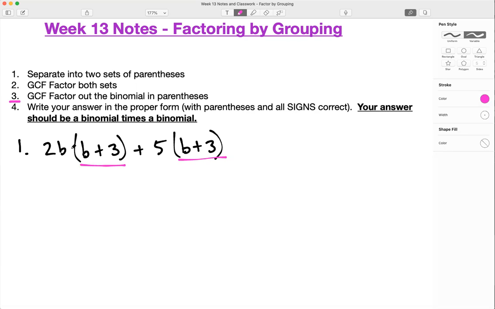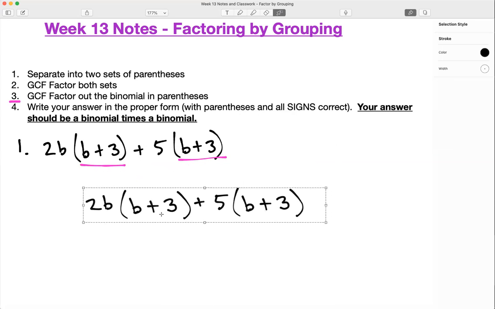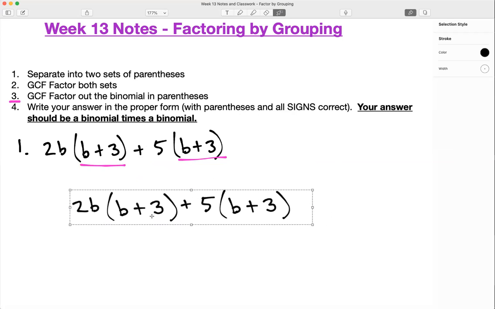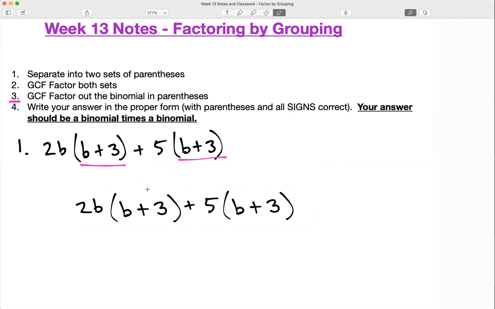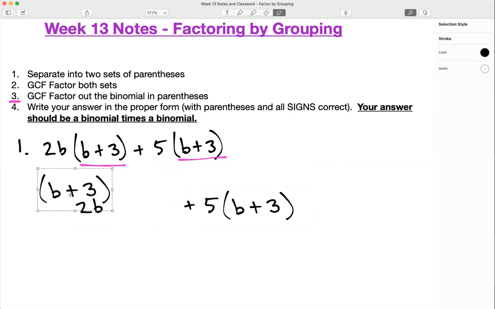So you can see there are two things being multiplied together here and here. That means that they're factors. So that means that this term right here and this term right here both have a common factor. And that is what I just underlined here, the b plus 3. So what we're going to do is pull out that b plus 3. So I'm going to copy this again down here and then show you a little trick to help you visualize what it is we're doing.